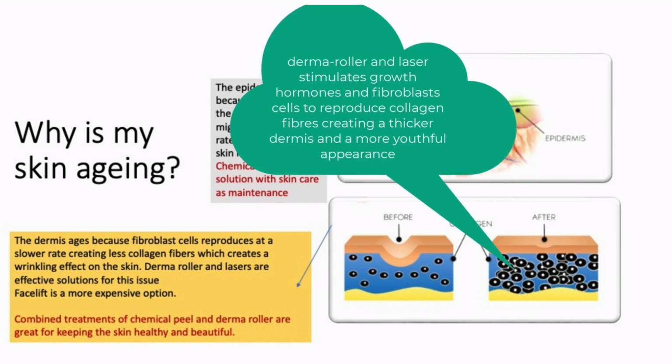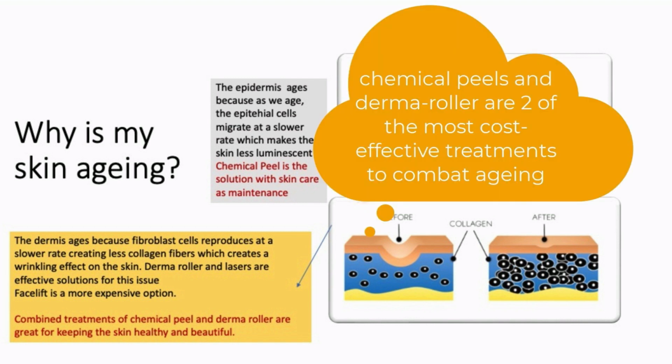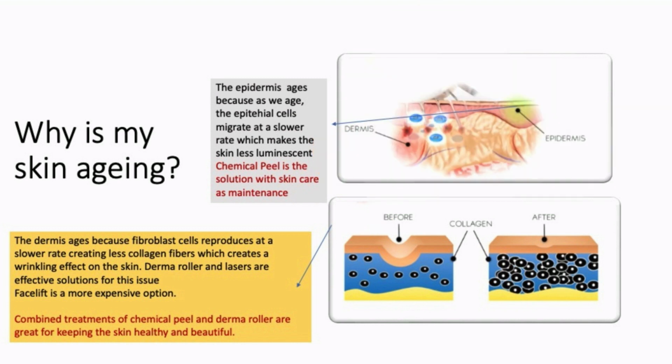And a way to improve this factor of aging is to use derma roller or laser in order to stimulate the fibroblast cell and in order to produce more type 1 collagen, which gives the skin a firmer internal effect as well as external. And by using chemical peel, you can have a very luminous external, and these combination treatments are great to combat the signs of aging.